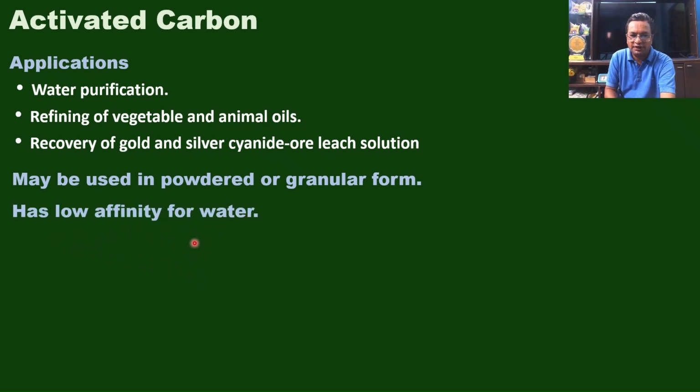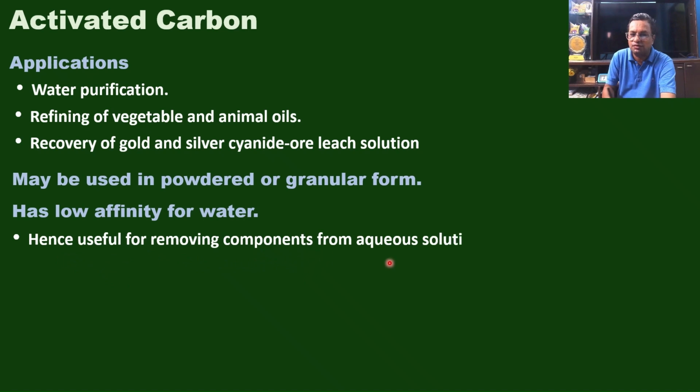It has low affinity for water. The main important property of activated carbon is that it has low affinity for water, so it hates water. Therefore it is useful for removing components from aqueous solutions or even from moist gases.